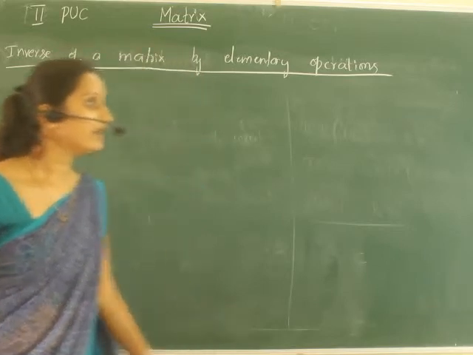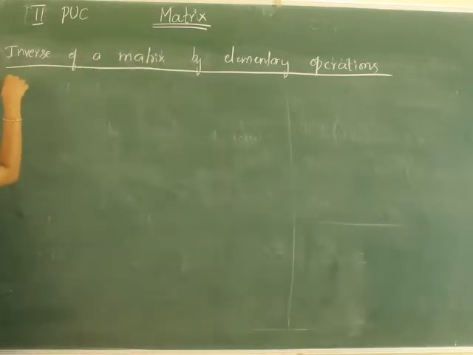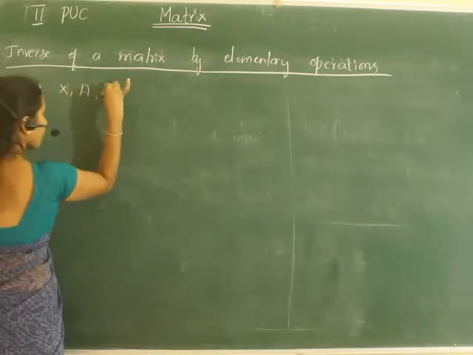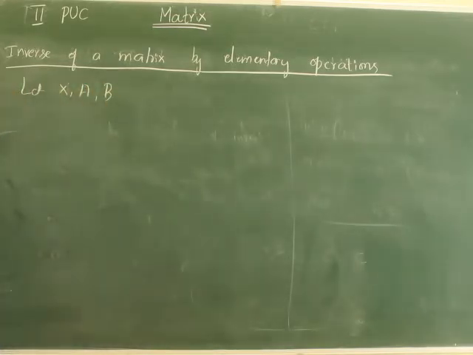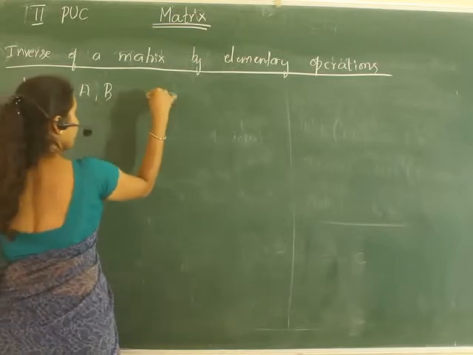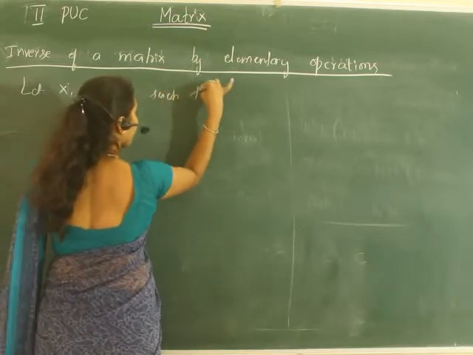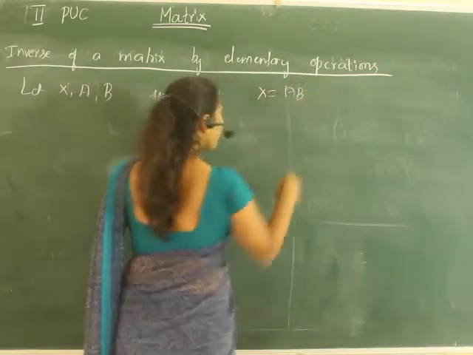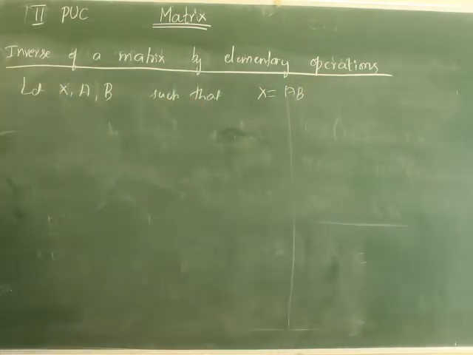Now I'll take X, A and B to be any three square matrices such that X is equal to AB.